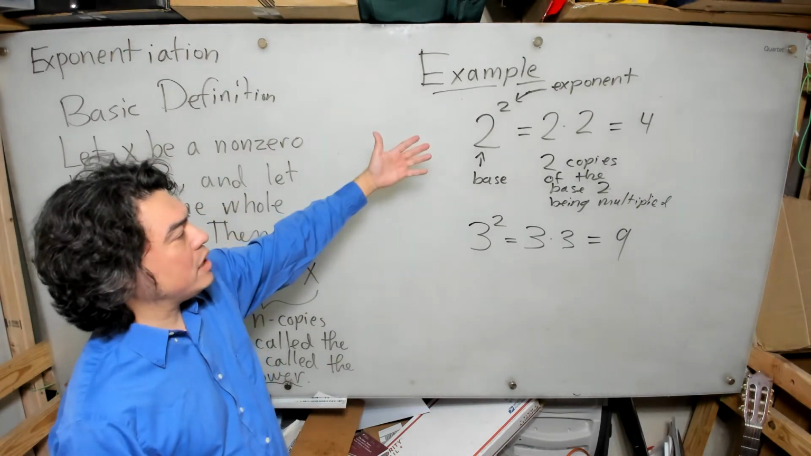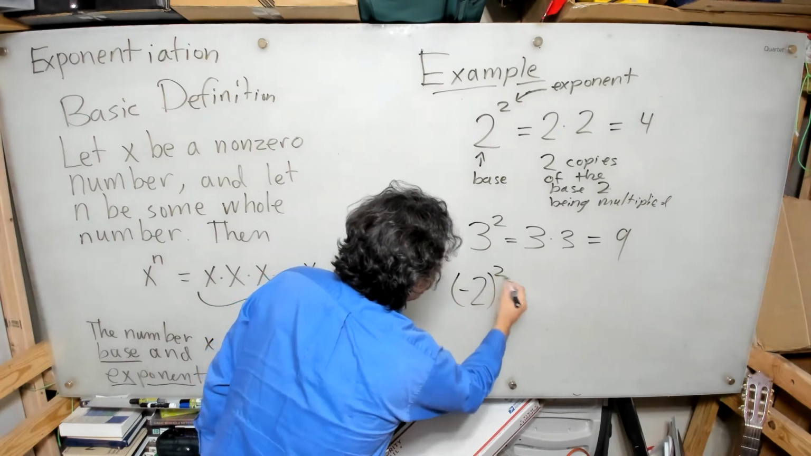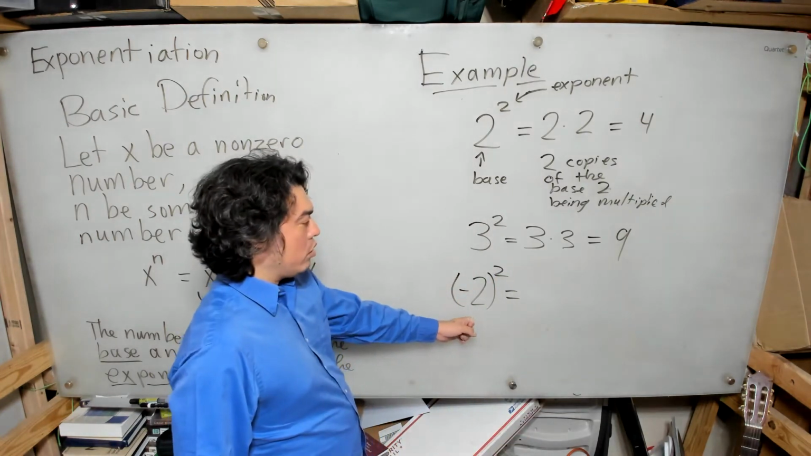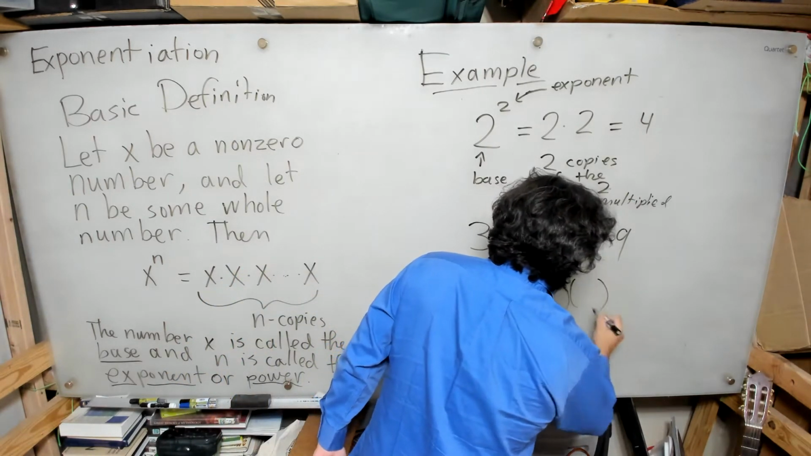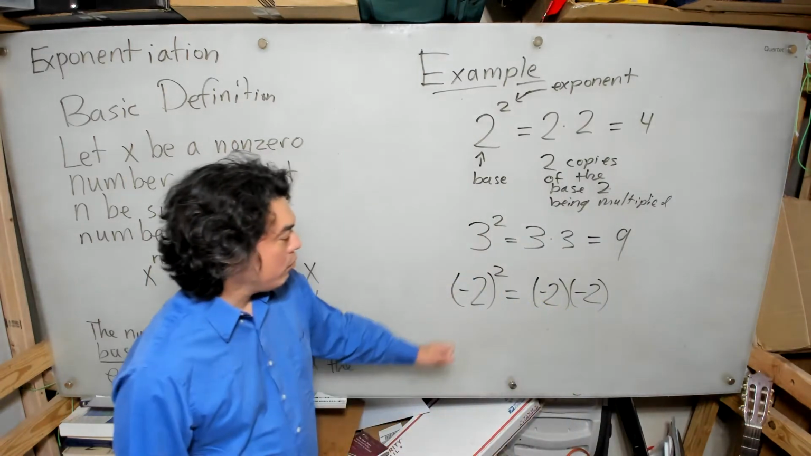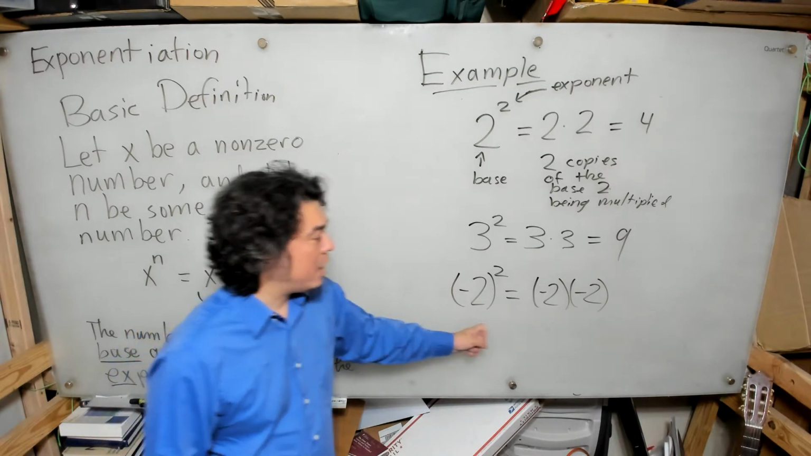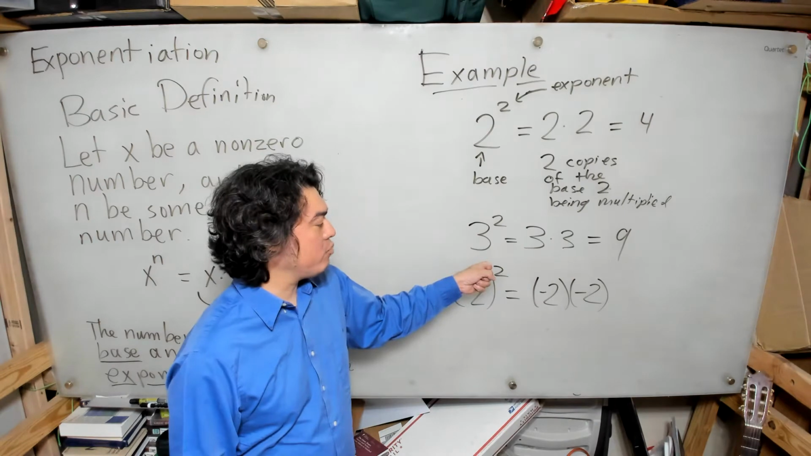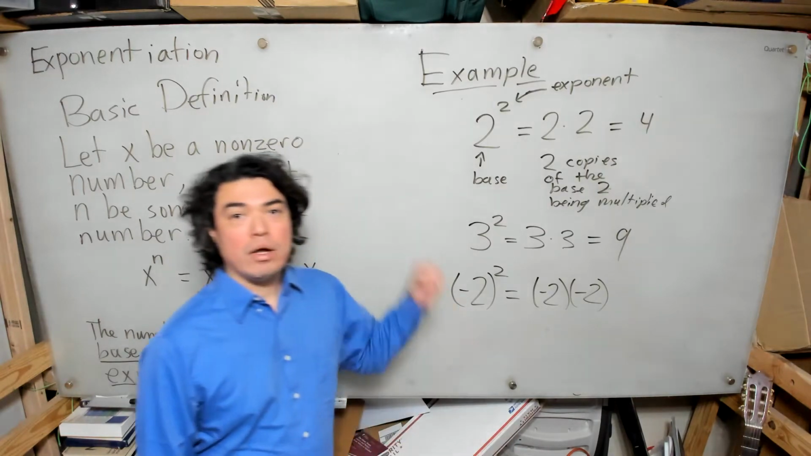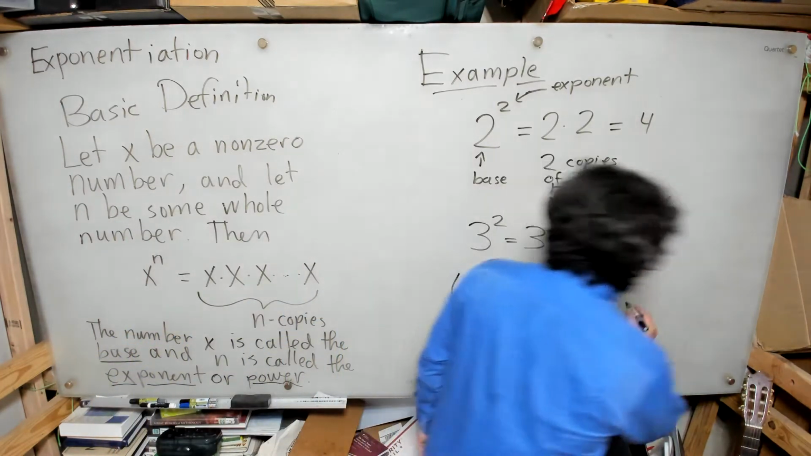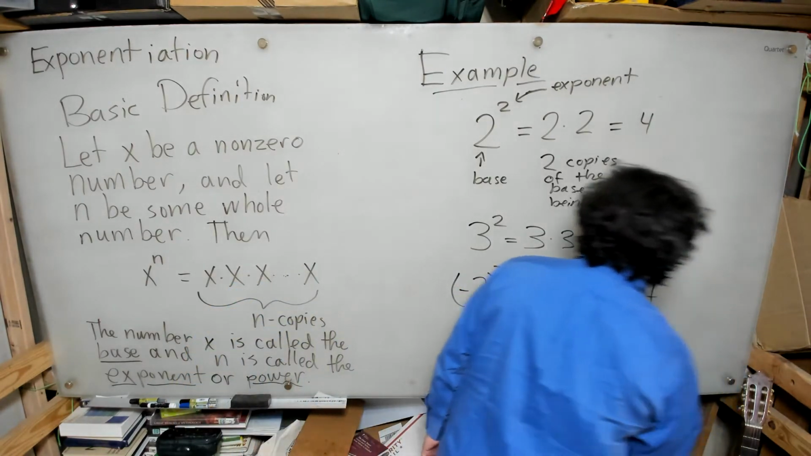Now, let's make this a little more interesting here. Let's talk about, let's say, negative 2 squared. Negative 2 squared, by this definition, is negative 2 times negative 2. Because the base here, x, is negative 2. And so, because my exponent is 2, I'm going to have 2 copies of that base being multiplied together. So therefore, negative 2 times negative 2. Now, a negative times a negative is a positive, and so we know that the result will be positive, and 2 times 2 is 4, so this is equal to 4.